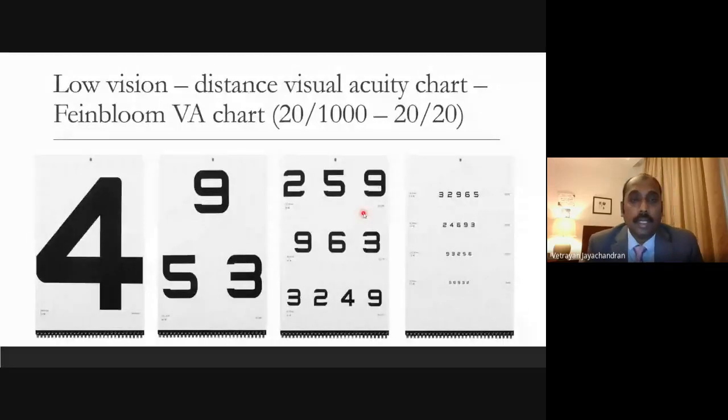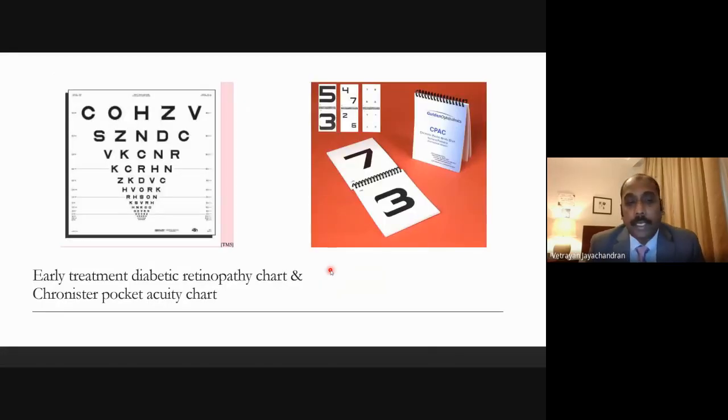For the low vision categories, we have the Feinbloom visual acuity chart, because this chart measures visual acuity ranging from 20/1000 to 20/20 for normal. You can see the big letter; the person can see only this kind of big letter, so it comes under 20/1000, and there are various letter denominations with different sizes. If the person can read the small one, it's normal, and if it's like 963, it's low vision. So we can use this Feinbloom chart for a person with low vision to measure distance visual acuity. The Keeler acuity chart can also be used for the low vision categories.